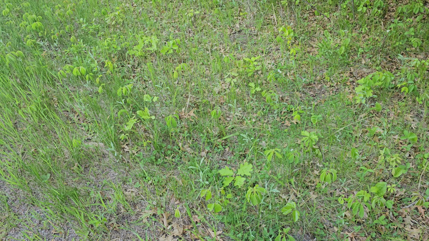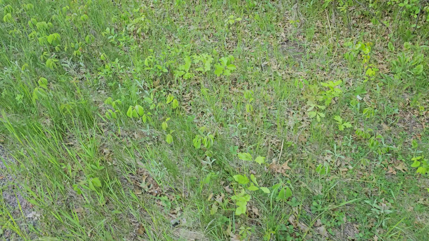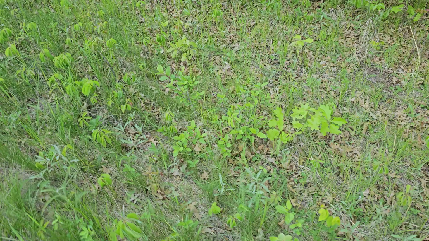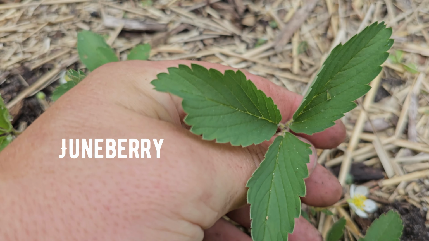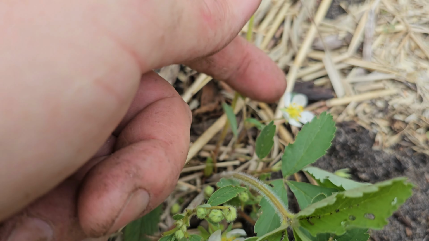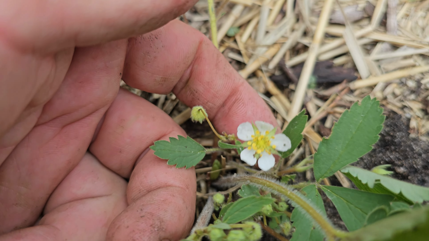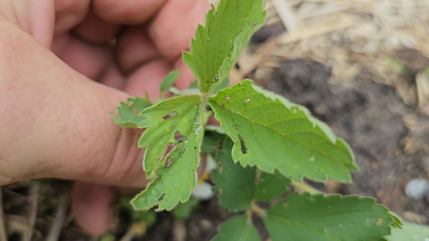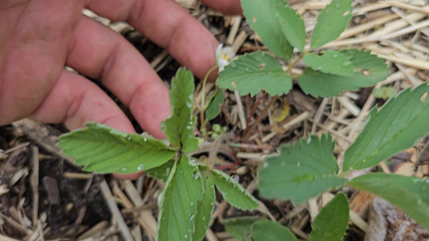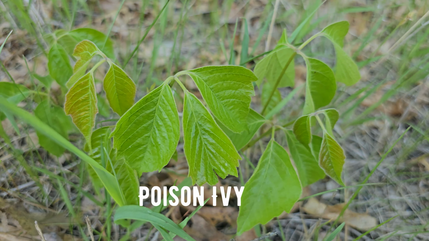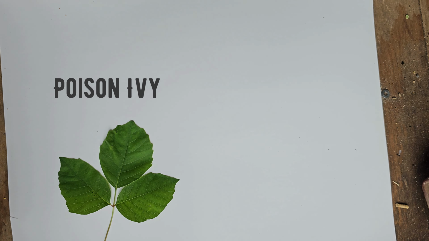So let's talk about the common lookalikes and compare them side by side. The first common lookalike is Juneberry or strawberries. Both appear early in spring, cool weather crops. In Minnesota, in early May, Juneberries, or smaller strawberries as we refer to them in our house, start to appear and they have 3 leaves just like poison ivy.